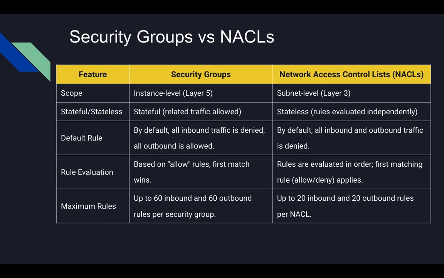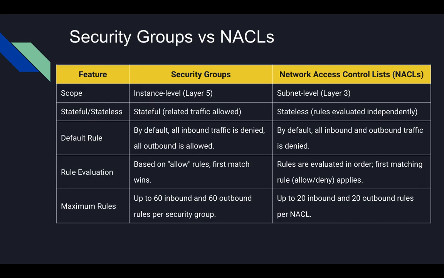Security groups are stateful: related traffic is allowed based on the outbound and inbound rules, but network access control lists are evaluated independently. That's what we call stateful and stateless. In security groups, by default, inbound traffic is completely denied. You need to allow the inbound traffic so that you can enter. By default, everything is denied, whereas outbound traffic is completely allowed.